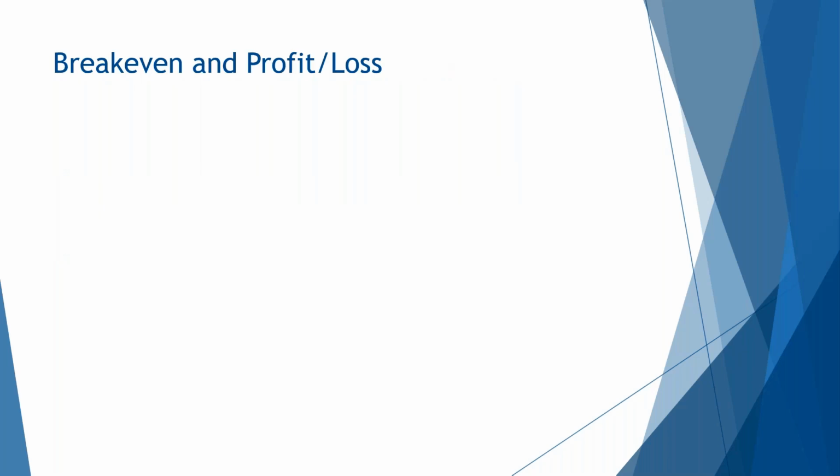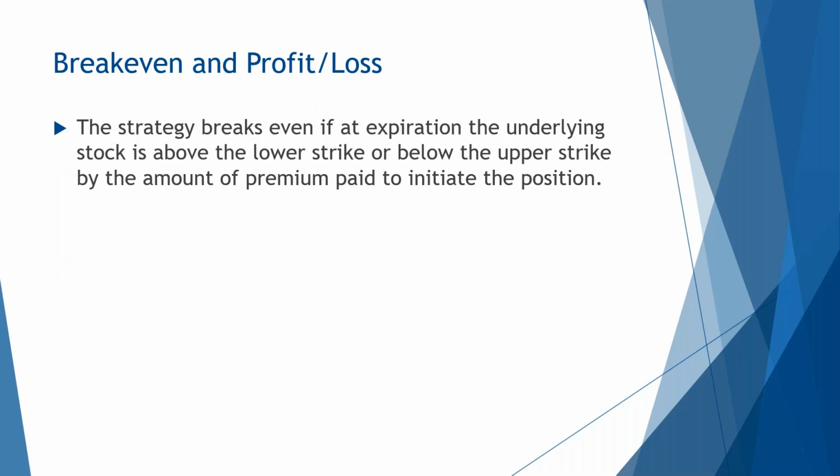Break-even happens if price falls on the value of our outer strikes plus or minus the premium we paid. So in other words, if I have the lower strike, we're going to add the premium price, and that will be our break-even. And if it's the upper strike, we're going to subtract the premium that we paid, and that will be the higher break-even value.